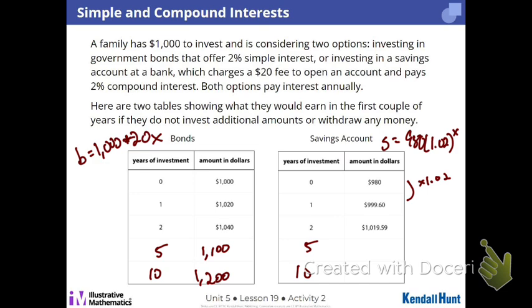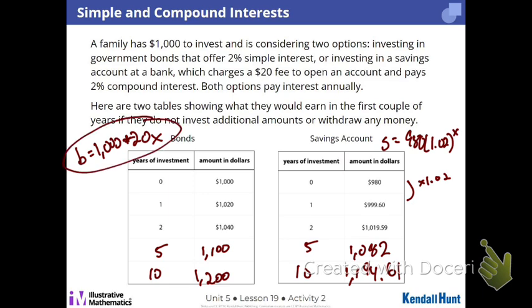So for 5 years, I'm going to do 980 times 1.02 to the fifth. It's going to be somewhere around $1,082. It's going to round to $1,082. And then we'll do the same thing for 10 years. So instead of compounding 5 times, I'm going to do 10 times. I'm going to be at $1,194.61. All right, so we took care of question 1 and 2, I believe.